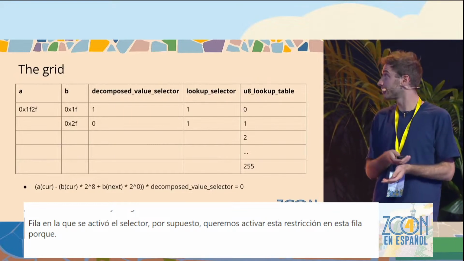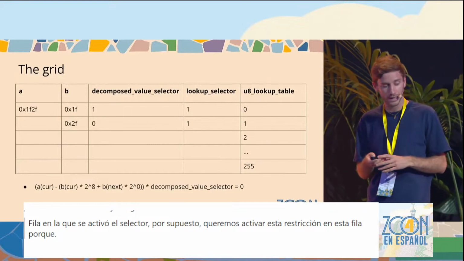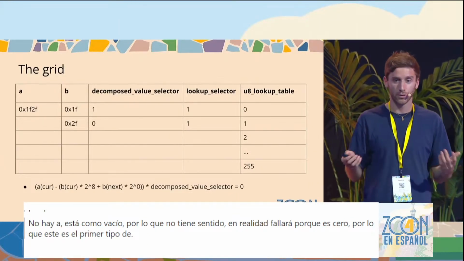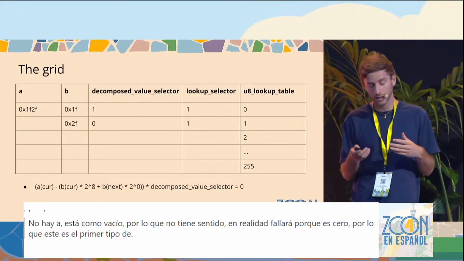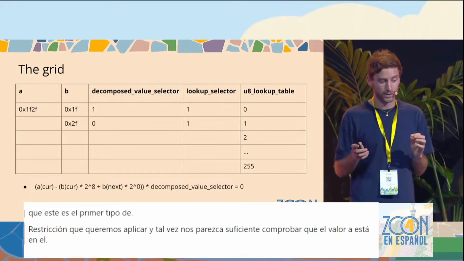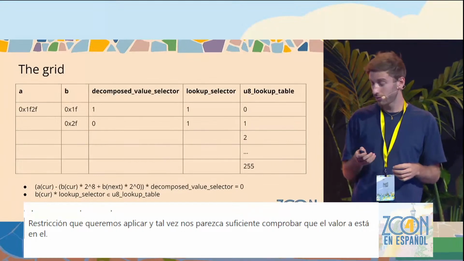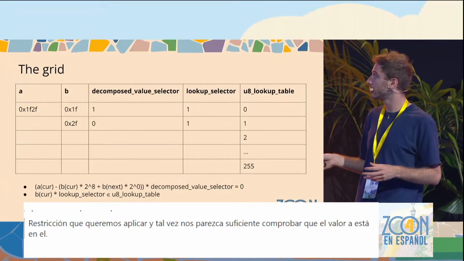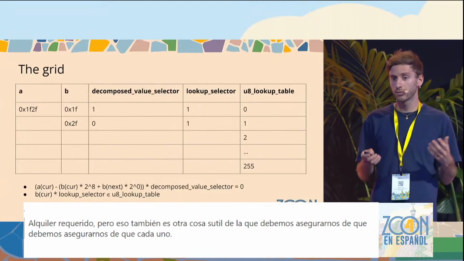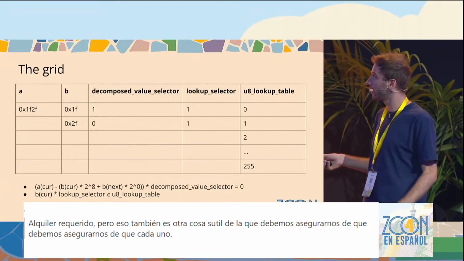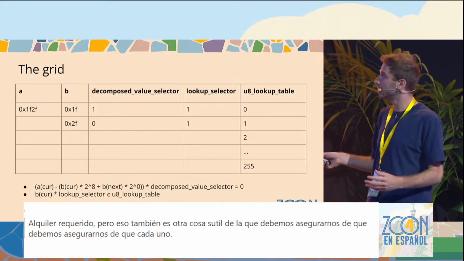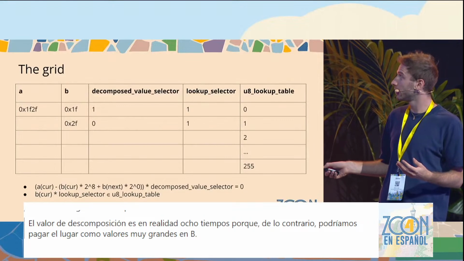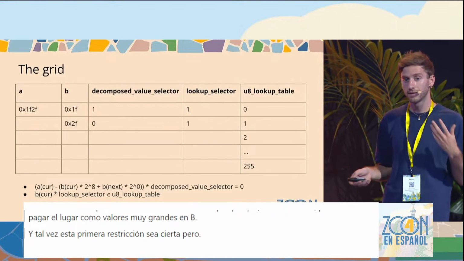So this is the first type of constraint that we want to apply. And maybe it seems enough to check that the value A is in the required range, but there's also another subtle thing that we need to make sure of: that each decomposed value is actually 8 bits, because otherwise we could place very big values in B, and maybe the first constraint will be true, but still without A being in the 60 bits range.